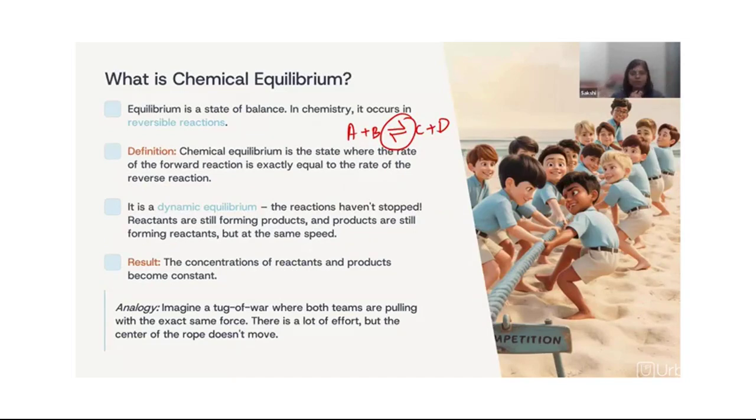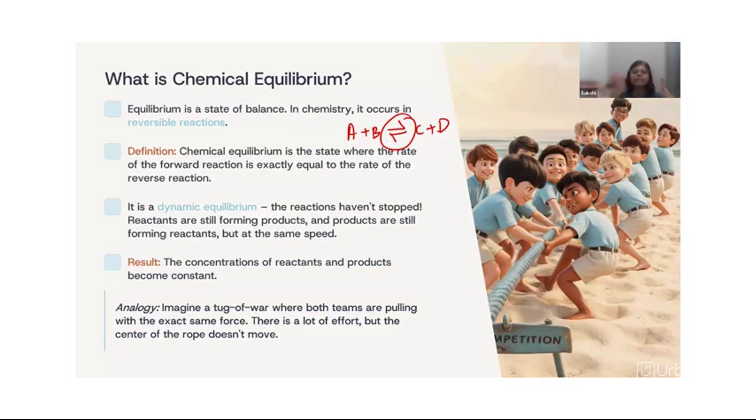So what is the state of equilibrium? It is where the rate of the forward reaction, that means the rate of formation of products, is equal to the rate of formation of reactants. There is a balance between them. Suppose the products are formed at a speed of 10 molecules per second, similarly the reactants will also be formed at a speed of 10 molecules per second. So when the rate of the forward and the backward reaction are exactly equal, we say that the reaction has achieved equilibrium. Right now the reaction is in the state of equilibrium.